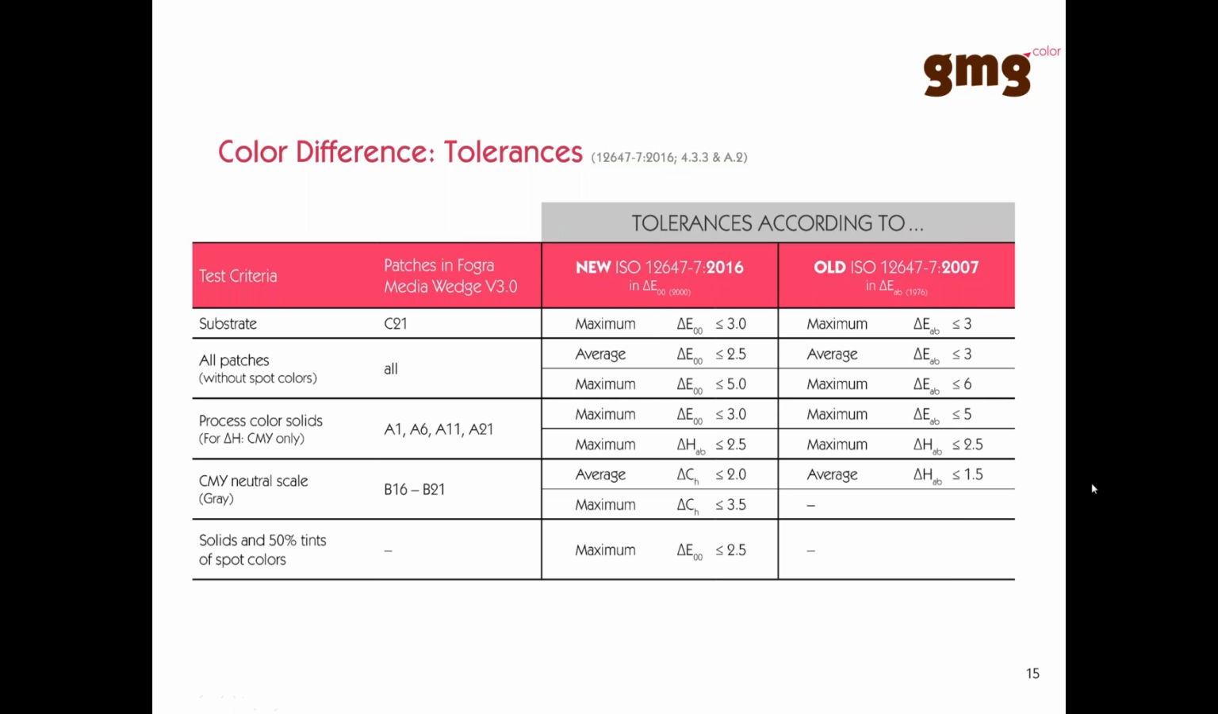For the CMY neutral scale, we have a change of delta H to delta CH. Delta H describes the hue tone angle. This makes sense for highly saturated colors, e.g. the primaries or the secondaries. But close to the gray axis, the delta H reacts very sensitively. This can lead to very high values, although the delta E differences are low. The delta CH describes the color differences in the AB dimension. That makes more sense for the evaluation of differences of gray colors. And therefore we now have an average value and also a maximum value. And last but not least, we now have a tolerance for the spot colors, but we will talk about this later.